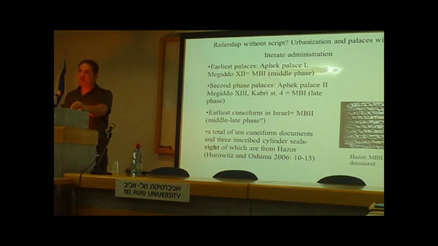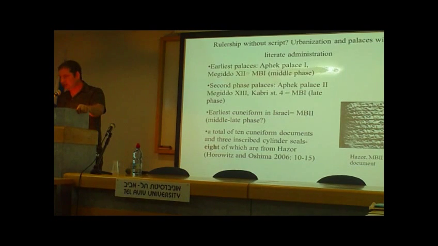Why is it important? It is important that even if you say that there is a significant amount of cuneiform texts in Israel, and let me quote the total according to the catalog of Horowitz and Oshima, in the Middle Bronze Age there's a total of 10 cuneiform documents. We're talking about a period of 450 years. 3 inscribed cylinder seals, of which all 8 are from Hazor, meaning that 5 from all sites apart from Hazor for 450 years. Not a lot to do effective administration.